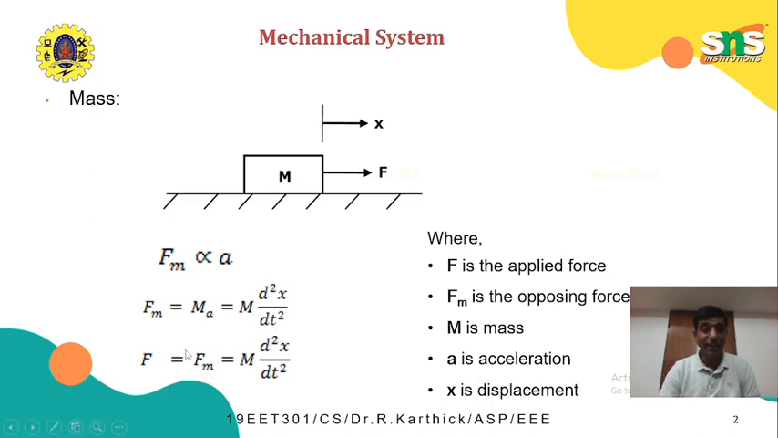Again, from our previous definition, the opposing force is equal to the applied force. Therefore we get the force F as m into d squared x by dt squared, where F is the applied force, Fm is the opposing force due to the mass, m is the mass of the body, a is the acceleration, and x is the displacement. So this is the first element, that is the mass.